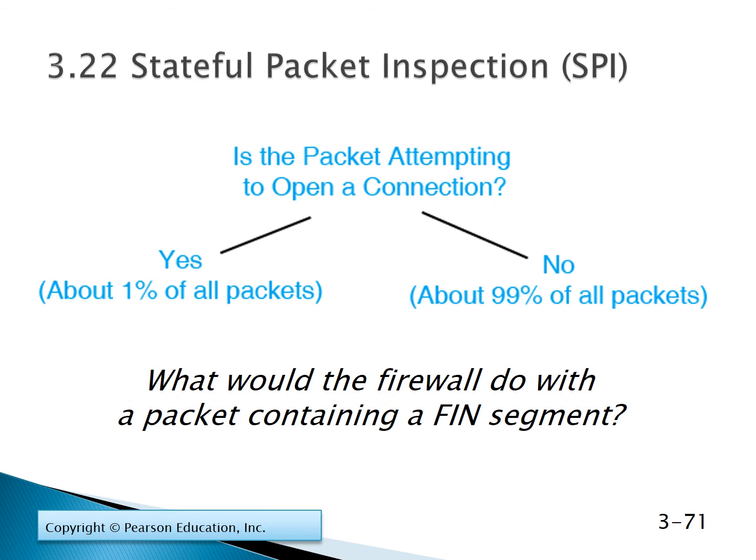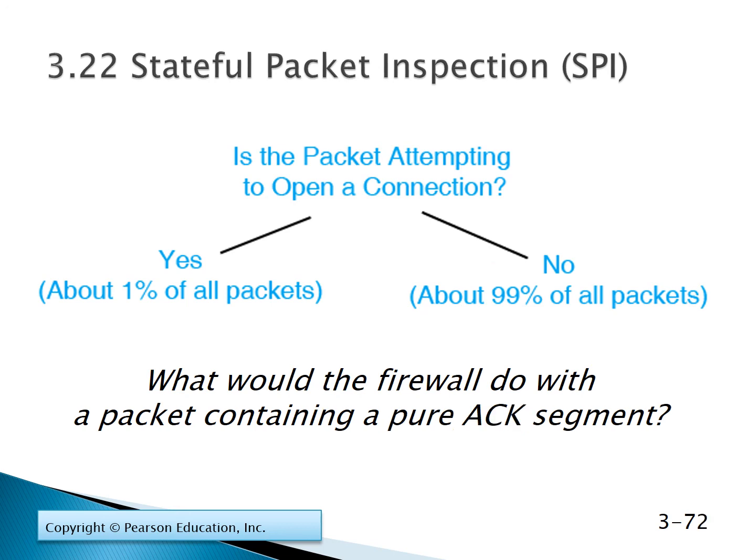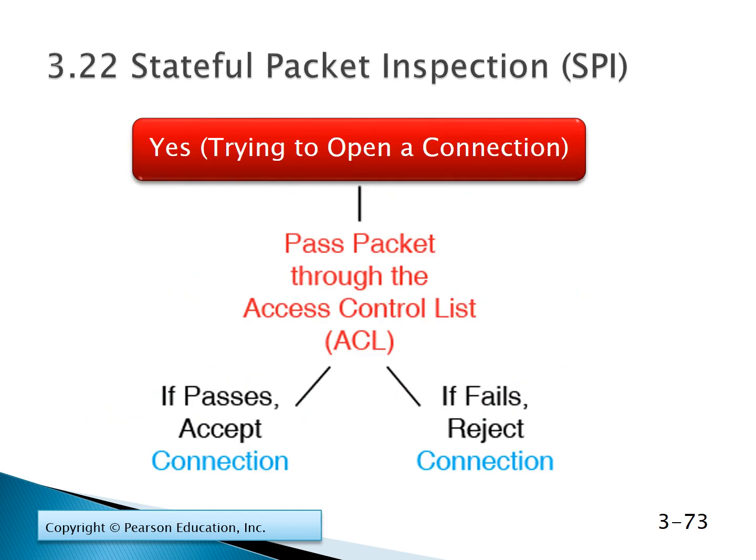Trying to close a connection is sending a FIN segment. Of course, then it will be going to this side, so we will not be doing too much inspection. So what would the firewall do with a packet containing a pure acknowledgement segment? Again, normally it's not opening a connection, so it will be going to this side. So you just look at this.